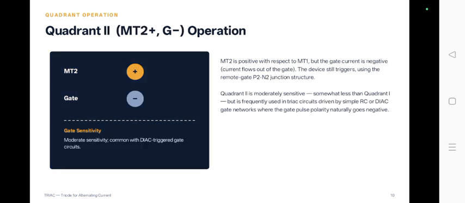Next is quadrant 2 operation. MT2 is positive with respect to MT1, but the gate current is negative. The device still triggers using the remote gate P2 N2 junction structure. Quadrant 2 is moderately sensitive, somewhat less than Q1, but is frequently used in TRIAC circuits driven by simple RC or DIAC gate networks where the gate pulse polarity naturally goes negative.